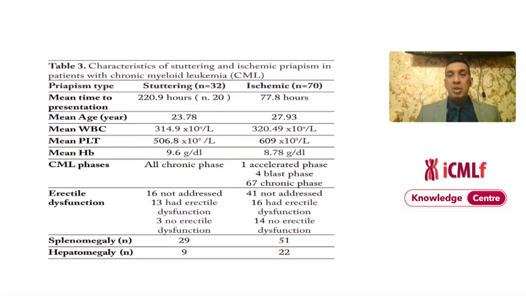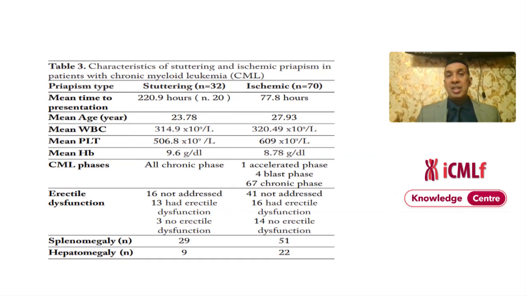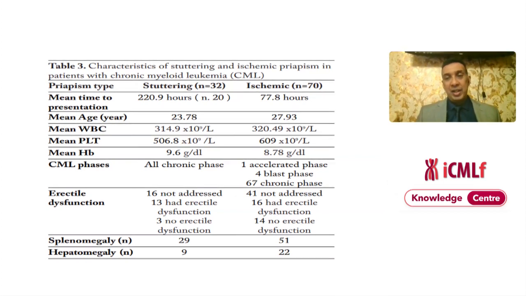The mean platelet count was different between the stuttering and the ischemic, around 500 versus 600. And for the mean hemoglobin, most of those patients had anemia at presentation, with hemoglobin 9.6 and 8.7. And all patients reporting with stuttering priapism were in chronic phase, while in ischemic priapism, we have 1 accelerated phase, 4 blast phase, but the majority were in chronic phase.